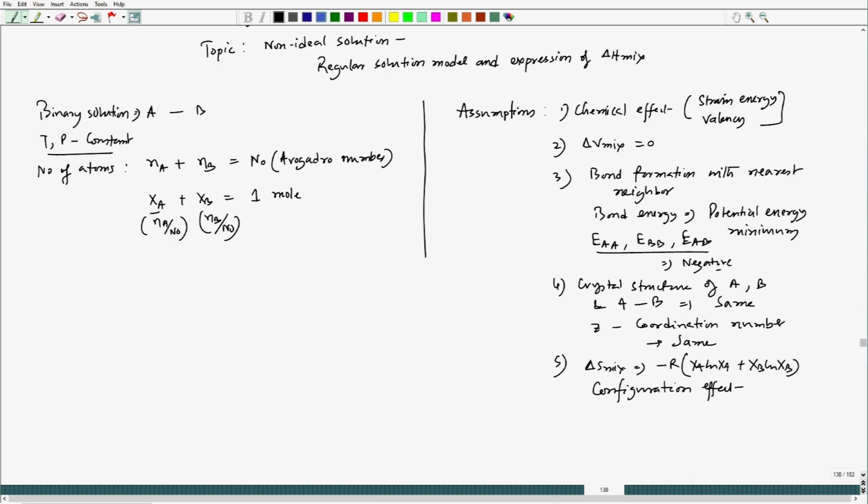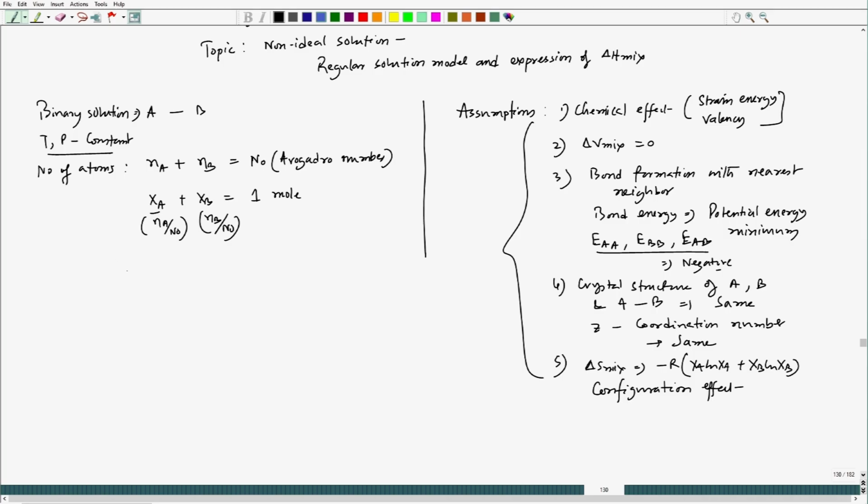Okay. So, on the basis of these assumptions, and remember these are very simple assumptions, and rather I would say simplistic assumptions, but still we will get an idea of solution formation, and in fact, we can explain some of the practical situations with the help of such simplistic assumptions.